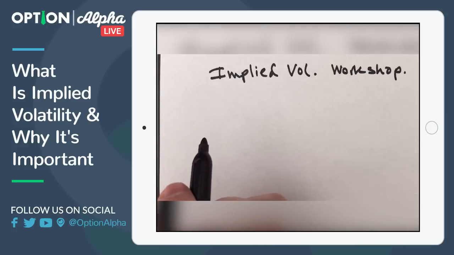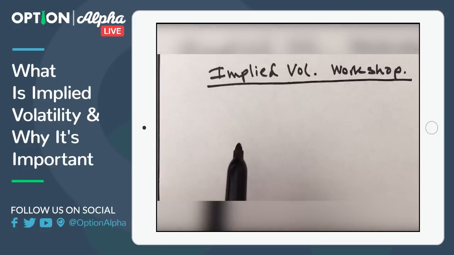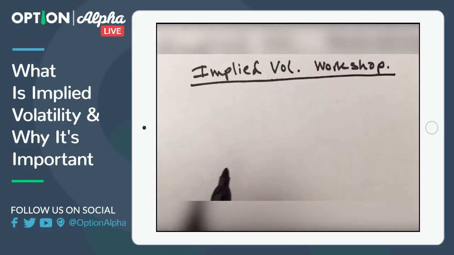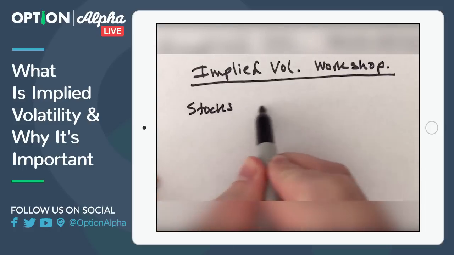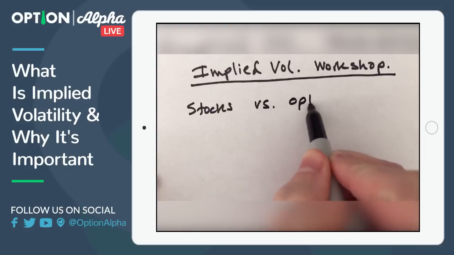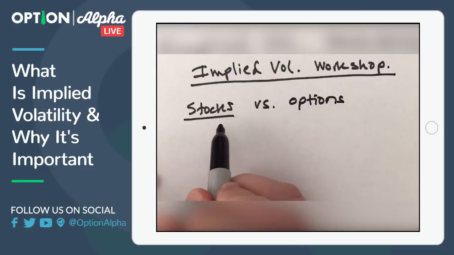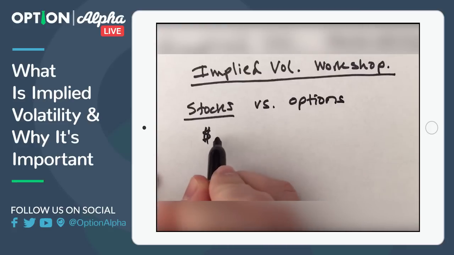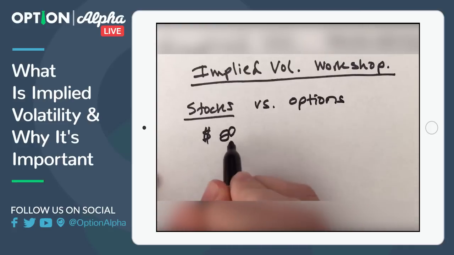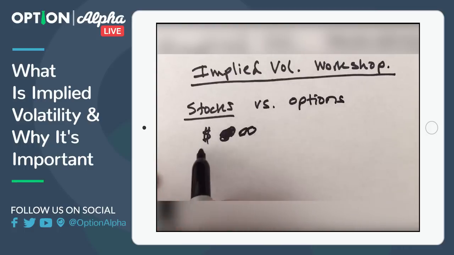The first thing that we have to understand is what is implied volatility and why is it so important? We'll probably go through a lot of pieces of paper here today on the workshop. The thing you have to understand is the difference between stocks and options. When you're trading stocks, everything is pretty much known in the company. All information is publicly known, and you buy or sell the stock at a predetermined price, and you can theoretically hold it forever.